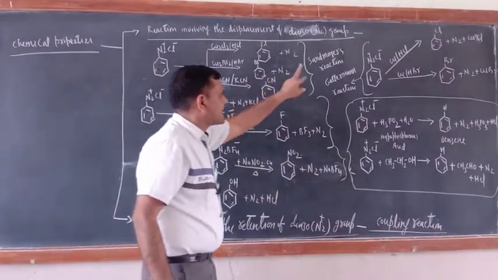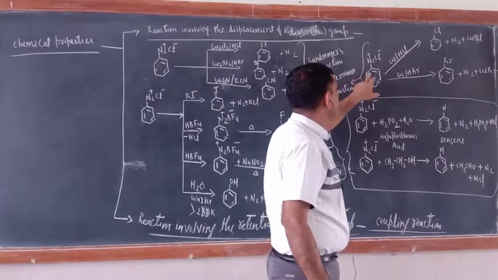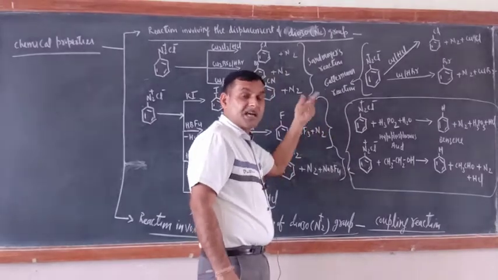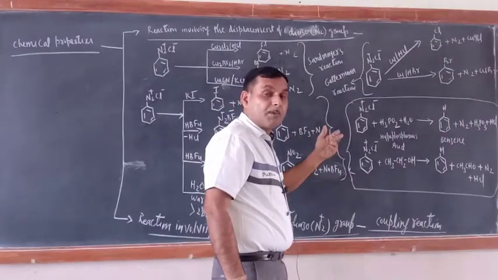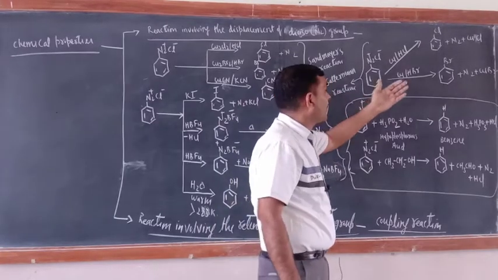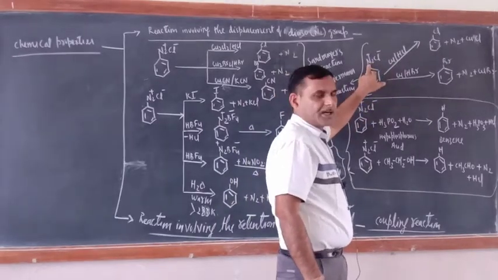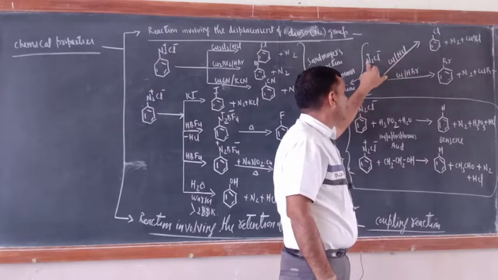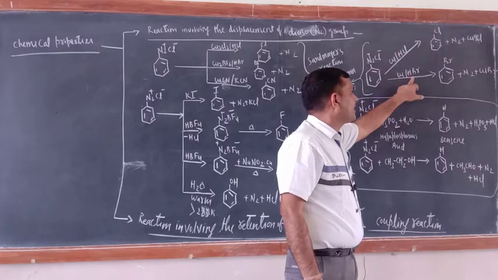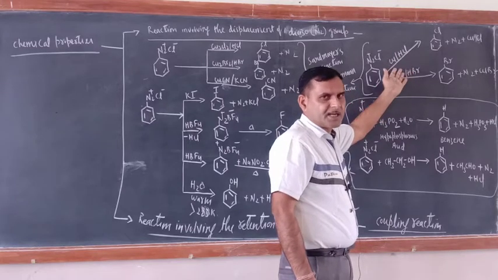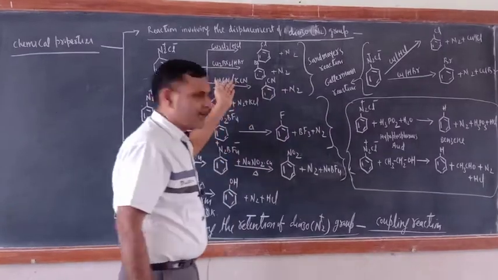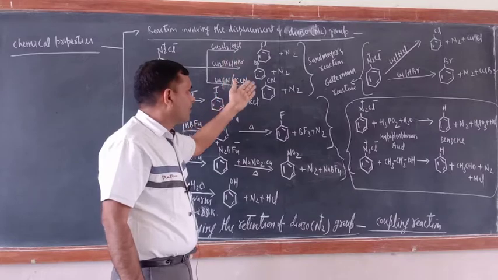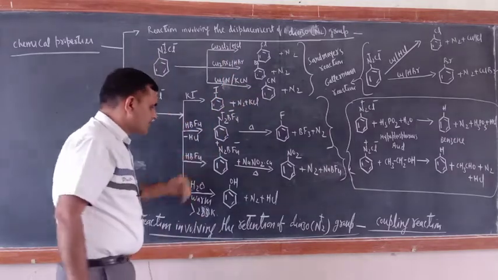In place of the Sandmeyer reaction, you can use the Gattermann reaction also. In the Gattermann reaction, instead of cuprous halide, you take copper and the corresponding hydrogen halide. If you want to prepare chlorobenzene, take copper and HCl. If you want bromobenzene, Cu and HBr. This is the Gattermann reaction. But remember, the Sandmeyer reaction is better because the yield is good. The yield of chlorobenzene, bromobenzene and cyanobenzene is good.